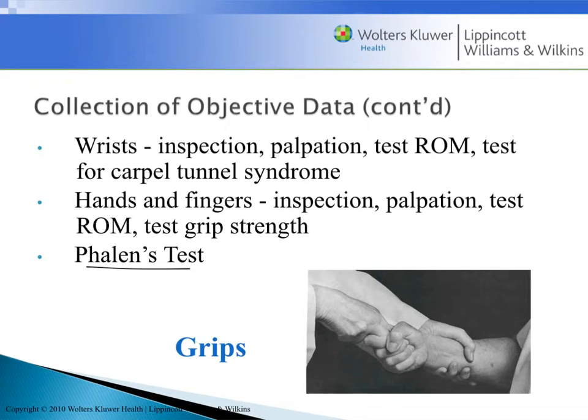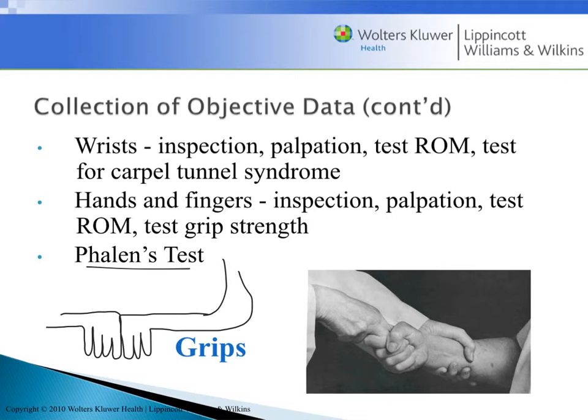So the Phalen's test is where you're going to take the dorsal side of one's hand, and I'm sorry for my drawing, and that person only has 4 fingers, but that works. You're going to put the dorsal side of hands together. There's their arm. Okay, so you're going to put those kind of back to back, and this would be touching here.